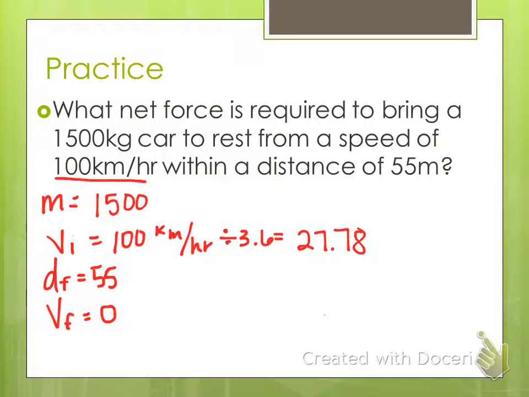What kinematics equation should I use? The third one, right? I don't have time, so I have to use the third one to find acceleration. I'm going to go 0 squared equals 27.78 squared plus 2 times a, which is what we're solving for, times 55. You've got to use kinematics to solve for the acceleration of your object. What was the rate at which this car slowed down?